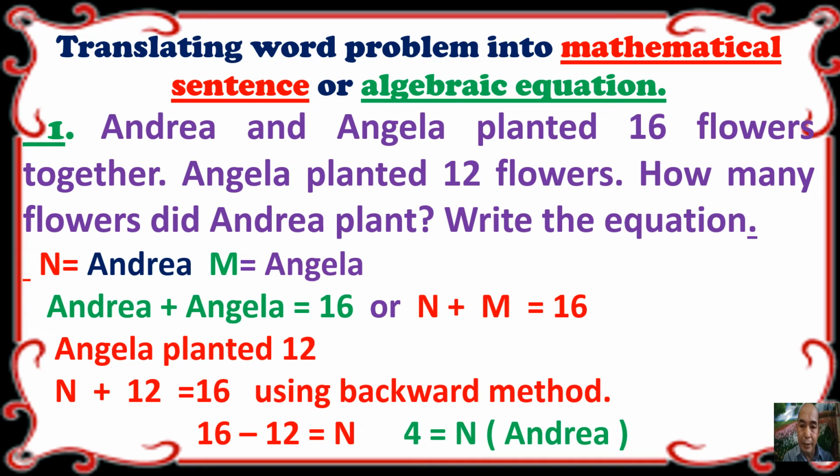What is this n again? N represents the number of flowers planted by Andrea. So if we are going to perform the subtraction, it follows that Andrea has planted 4 flowers.